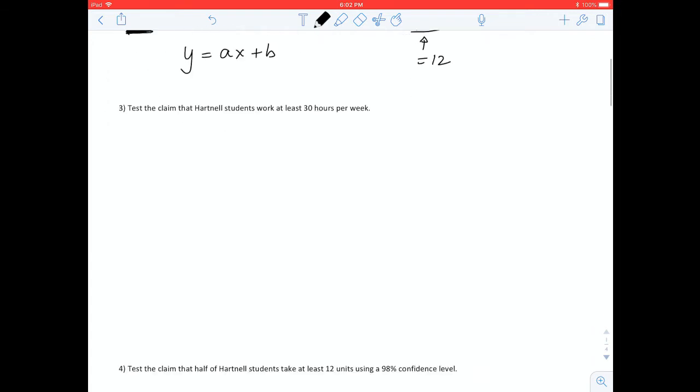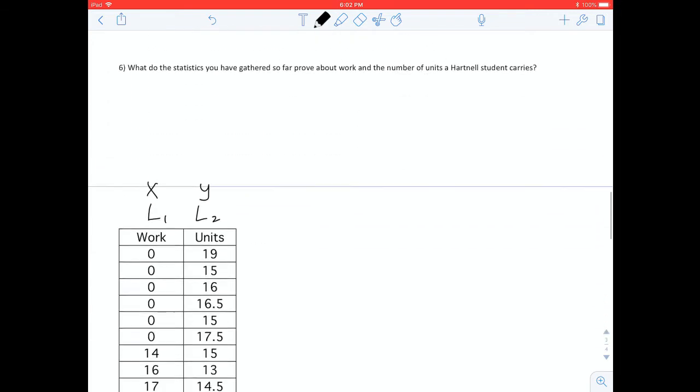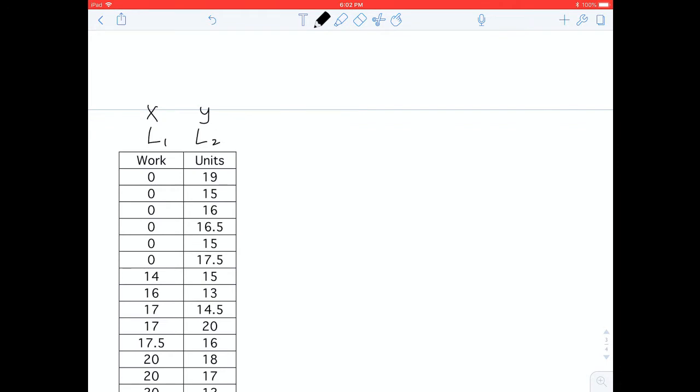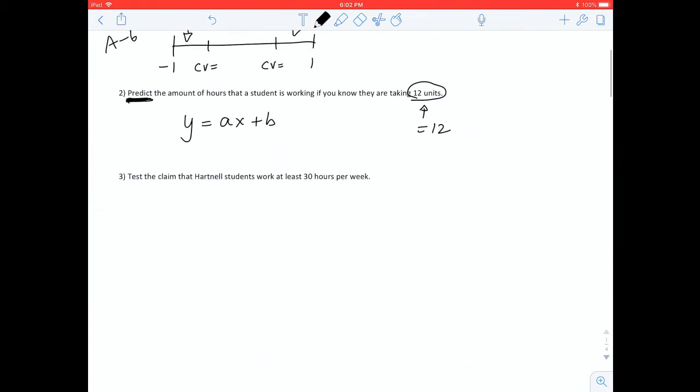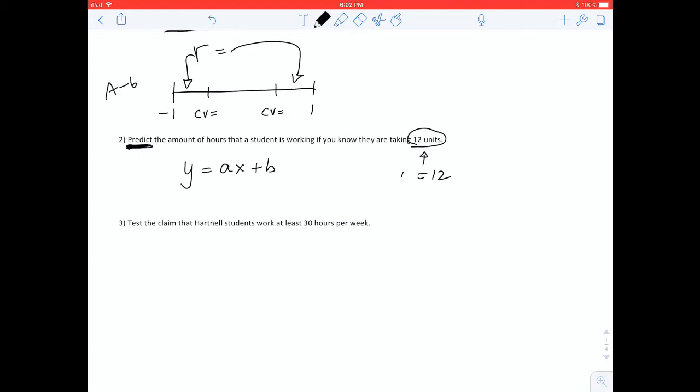So if you go back to the list of data, the units are actually the y values. So that means units stands for y. So this is saying y equals 12. Then you would substitute 12 right here, using the actual numbers for a and b, of course, and then you do the algebra to solve for x.